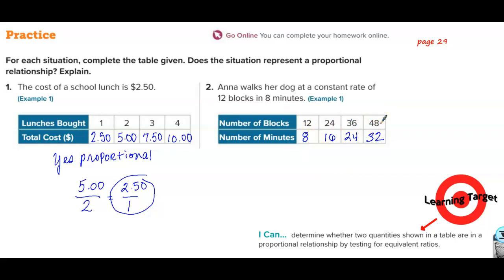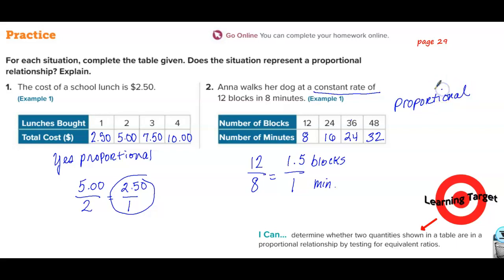Now, you could also find the unit rate on this by, if we took blocks per minute, and we want to reduce this so that we have a 1 here, we'd have to do 12 divided by 8, right? So 12 divided by 8 is 1.5. So basically, she's walking 1.5 blocks per minute. Okay, so that would be her unit rate, blocks per minute. And this is a constant rate. It tells you it's a constant rate, so that means this is proportional.